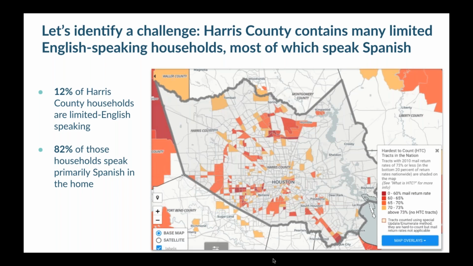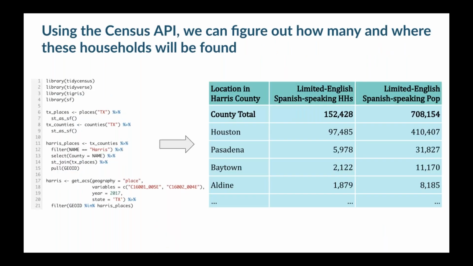So we want to make sure that when different community partners and organizations are planning their engagement, they are focusing on those populations and specifically how to reach those. So with that context, the first thing that we want to do is just understand how many of these limited English Spanish-speaking households there are in Harris County, and generally where we can find them.